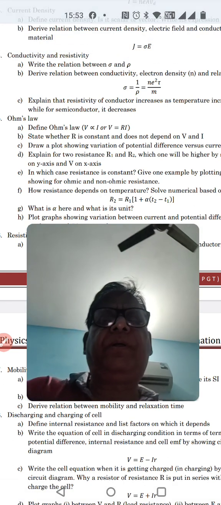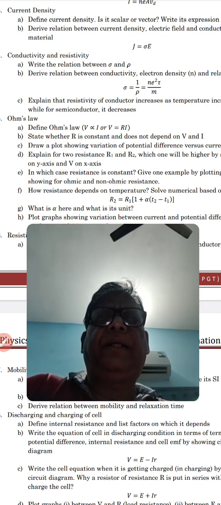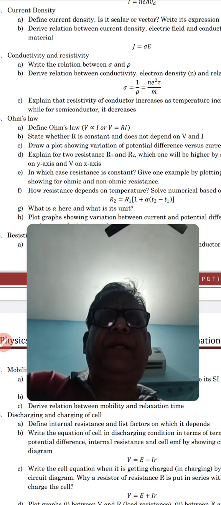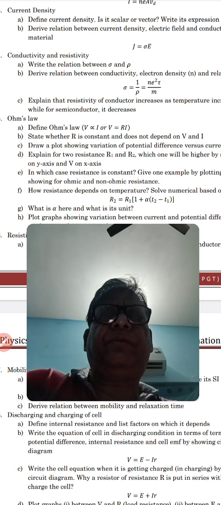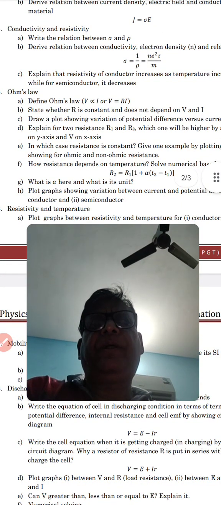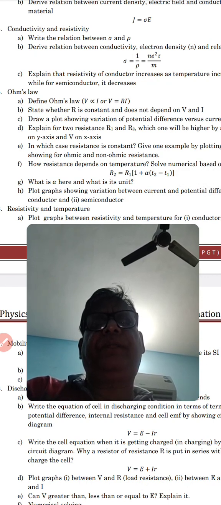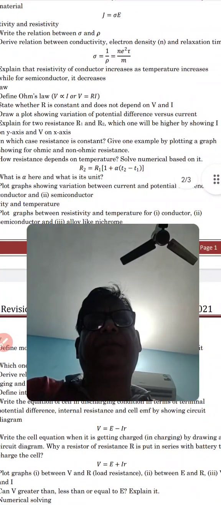But if axes are changed, like current on y axis and potential difference on x axis, then smaller the slope, higher will be resistance. In which case resistance is constant. Resistance is constant for a small value of resistance. As V changes, I changes accordingly, so it is constant.